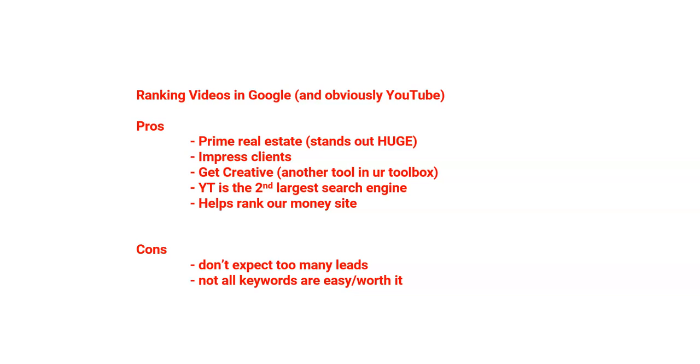That's the first thing. Second thing, not every keyword is easy to rank or is worth spending the time, the effort and the resources to rank. One of the biggest reasons I rank videos in Google, and I'm going to show you a couple of examples, is to impress potential clients, impress existing clients, really. Maybe there's a link from the body of the YouTube video to my money site. So it kind of helps pass some link juice, things like that.